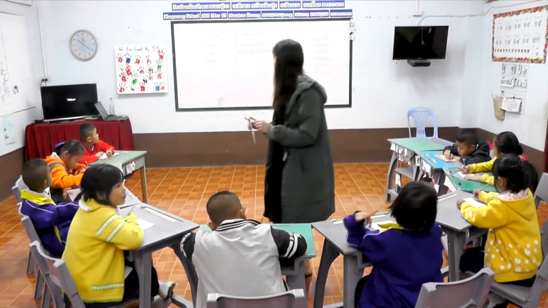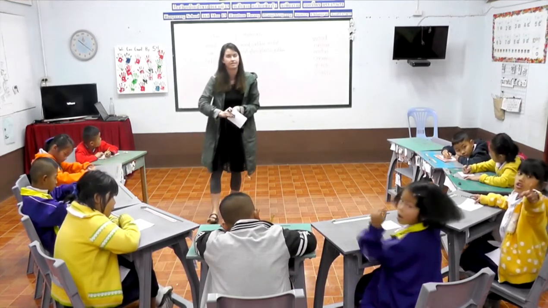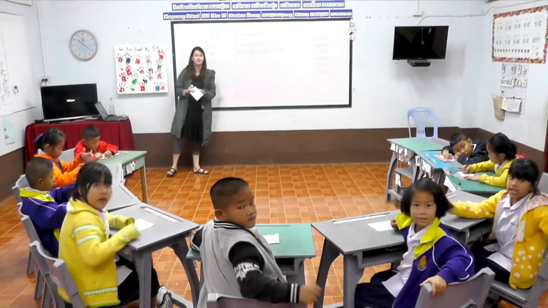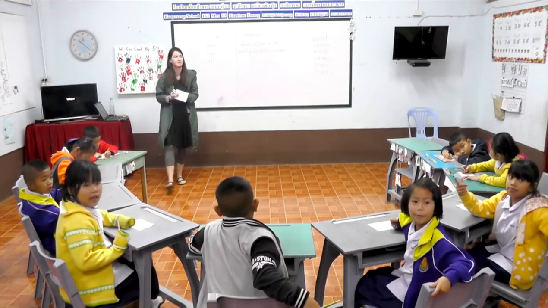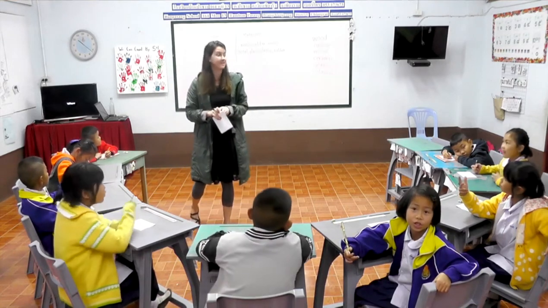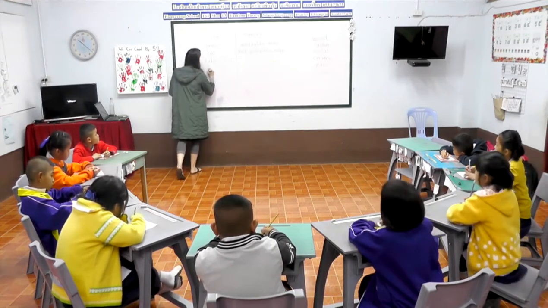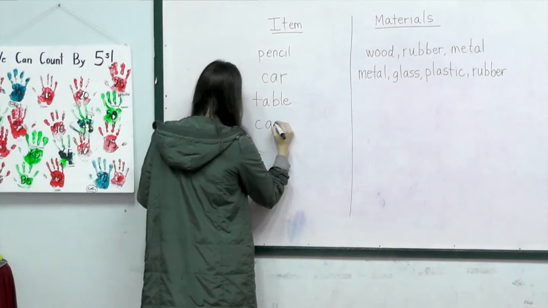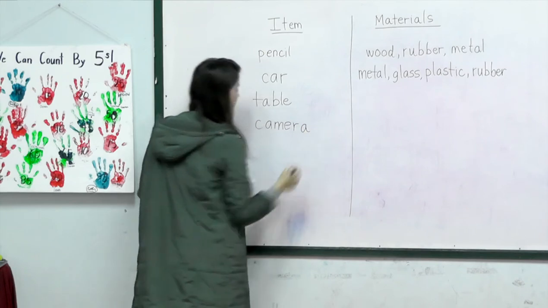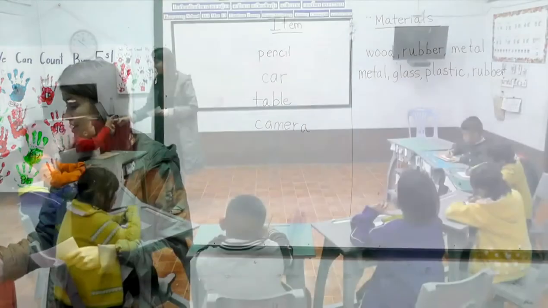Good job, girl. Very nice. What's it made of? Plastic, glass, and metal. And finish. Okay, that sounds great. His camera. Camera. C, good. A, O, A, E-R-A. His camera is made of a lot of different things. Good job, buddy. Keep going.